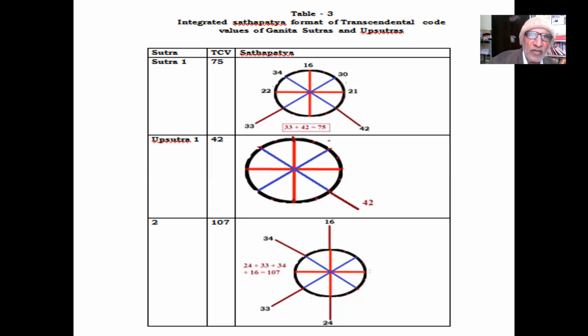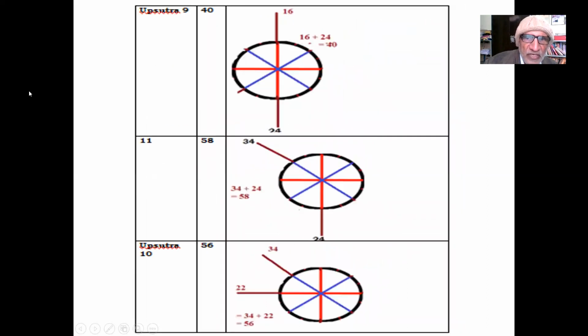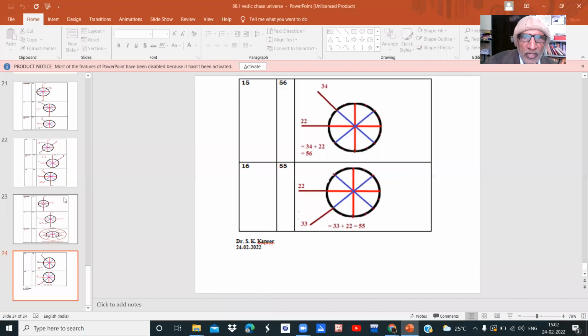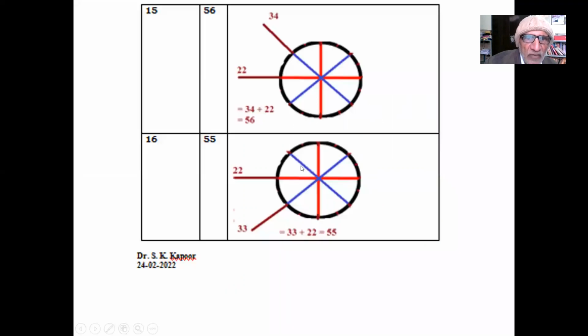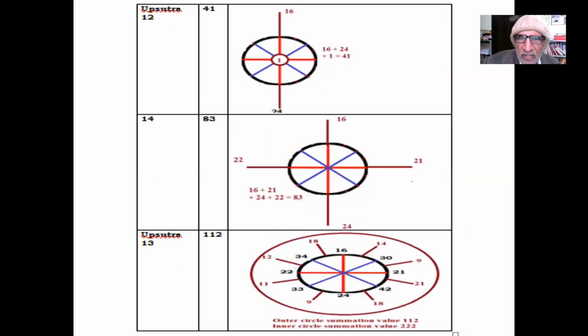The end reach of it as 29th step will bring us face to face with as to how at the last Ganita Upsutra we are going to be in a state where we will be at the inner fold of the circle. We will be at the inner fold where the values will be 112 parallel with the transcendental code value of Ganita Upsutra 13, Gunit Samuchya and Samuchya Gunita.